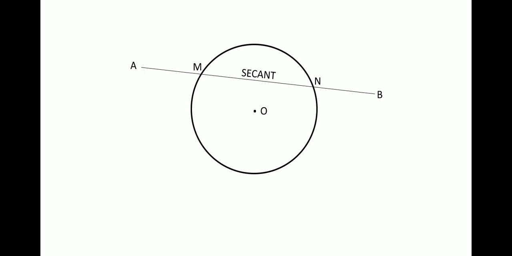And similarly, if there is another straight line which just touches the circle at a single point over here, remember this straight line passed through the circle and intersected the circle at 2 points M and N. But here this straight line, let's say straight line CD, touches the circle only at one particular point. Let's say this point is point P. Then this straight line CD is called the tangent of the circle.